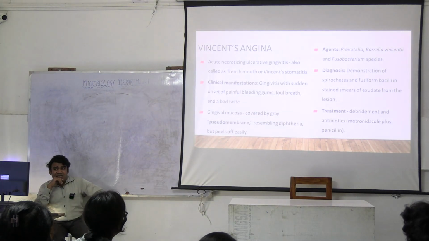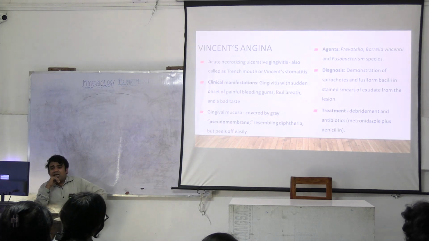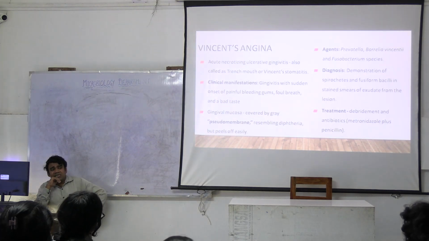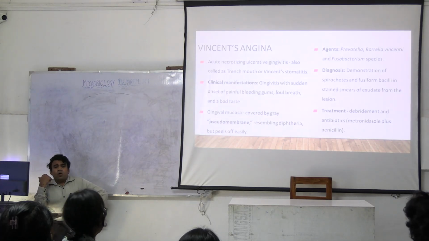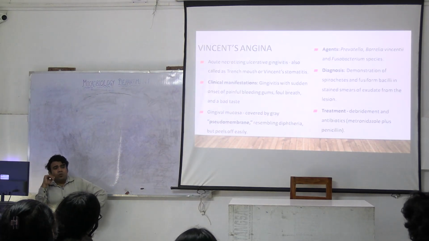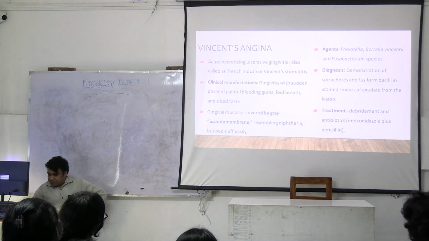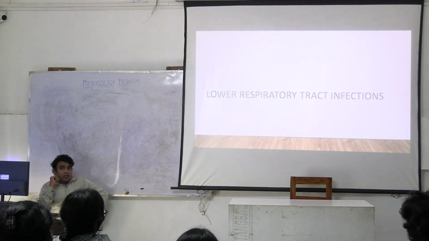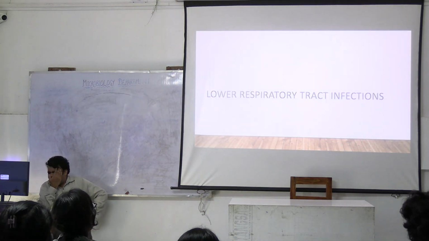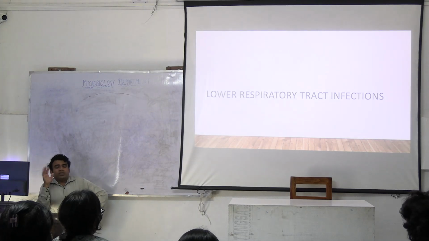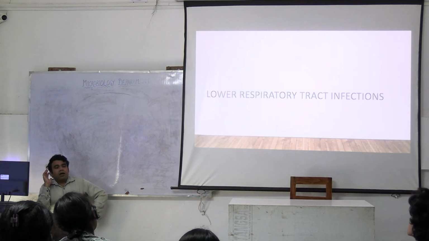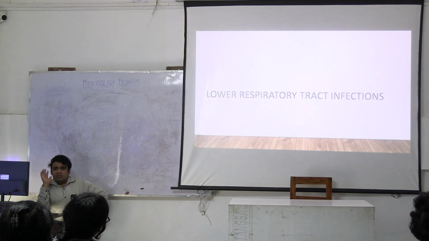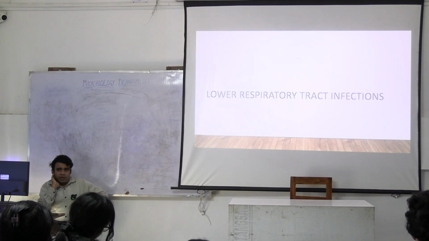Another infection that can be seen is called Vincent's angina. It is basically a necrotizing gingivitis and is most commonly seen especially in patients with poor dental hygiene. So these are the common infections of the upper respiratory tract. Most important of them are pharyngitis, tonsillitis, diphtheria, streptococcal pharyngitis. These are the most dangerous types of infection in the upper respiratory tract.